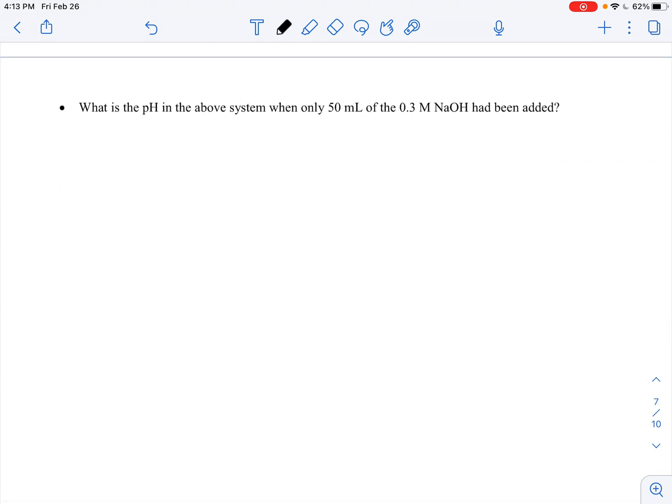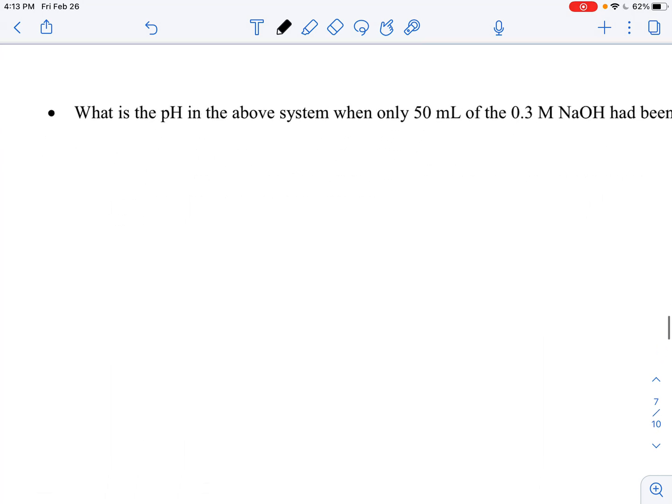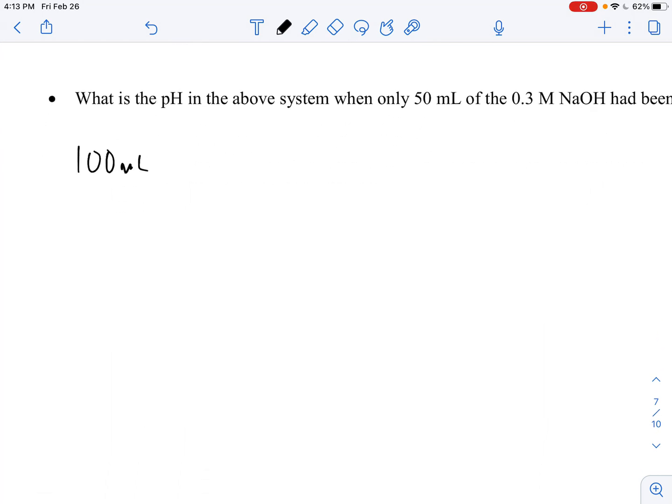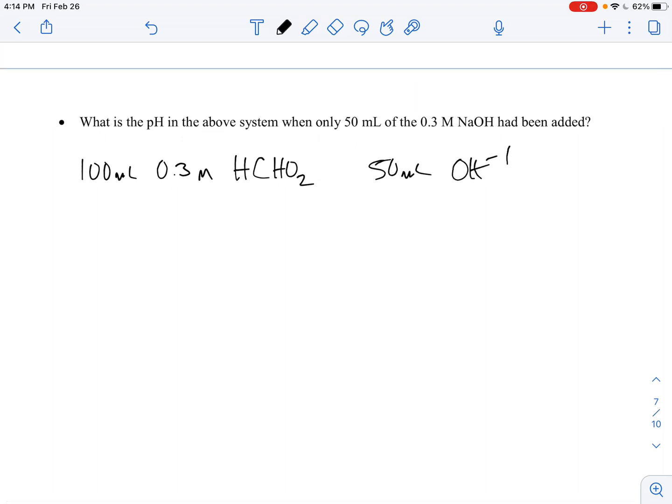So let's do the same problem that we did before, but let's see what happens when we only go halfway. That is, when only 50 milliliters of the 0.3 molar has been added. So again, this guy here was at like 100 milliliters. What I want to do now is go to 50 milliliters. I only want to go halfway. So basically, it is 100 milliliters of 0.3 molar HCHO2 and then 50 milliliters of my hydroxide, which is also 0.3 molarity.